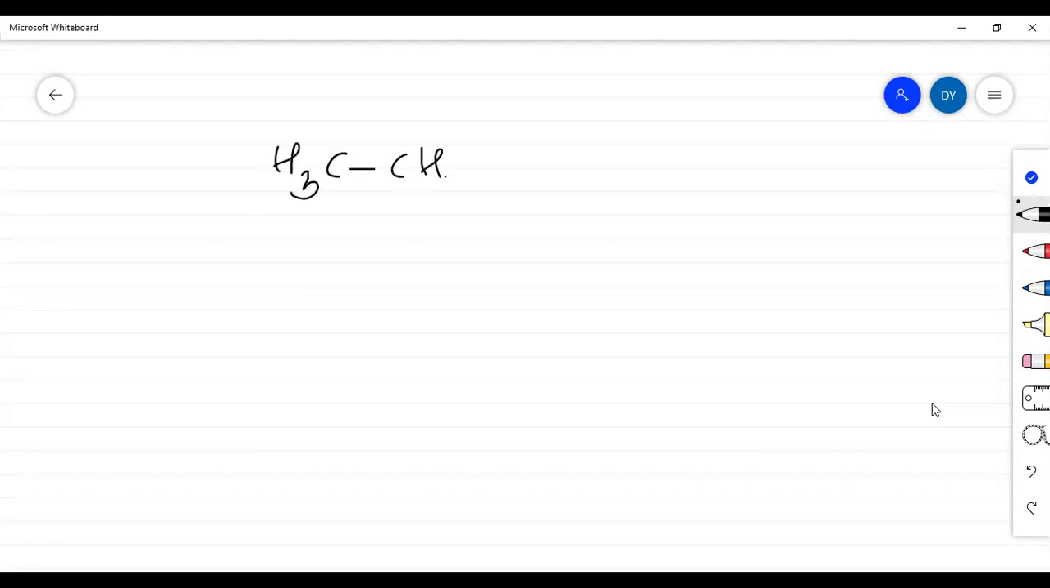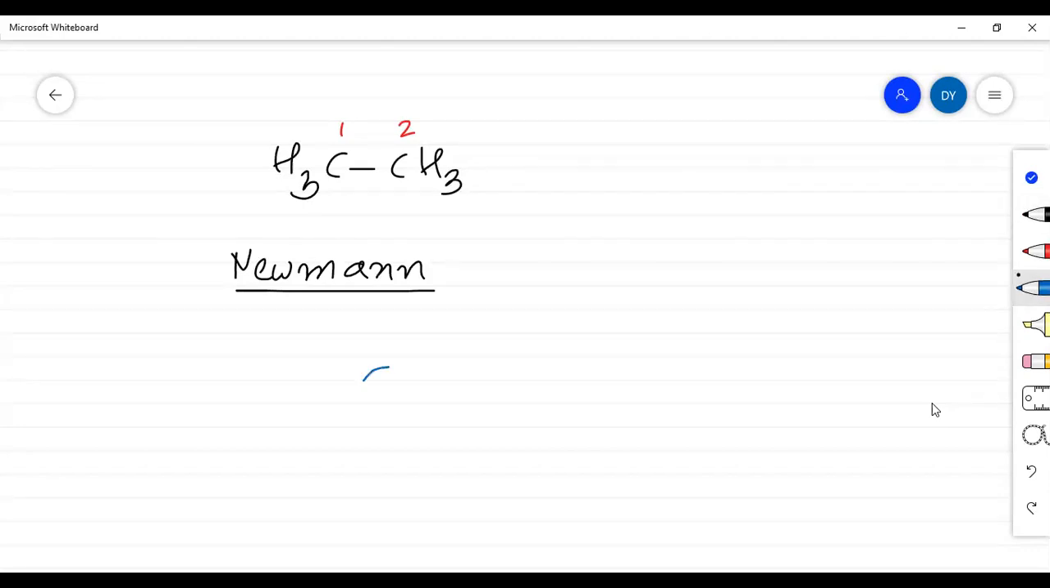So student, this is ethane. I give carbon number 1 and carbon number 2. Now first we're going to study the Newman projection formula. For the Newman projection formula, first we draw a circle and then a dot. So a circle with a dot we have to draw. Now this dot is carbon number 1 and this circle represents carbon number 2.